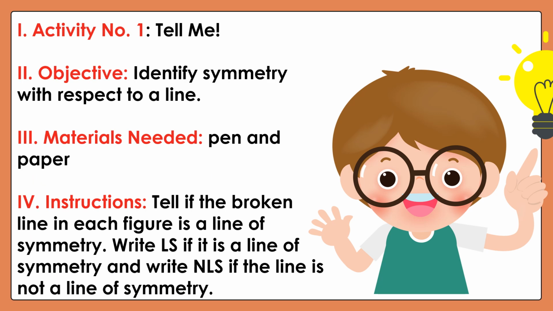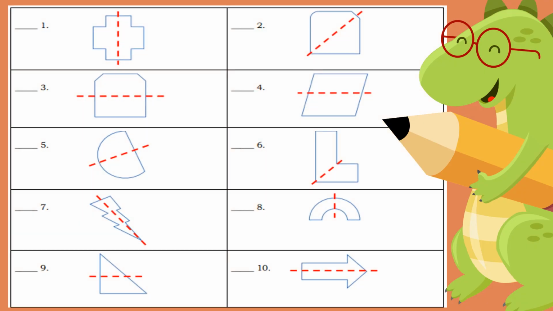Activity number 1, tell me. Objective, identify symmetry with respect to a line. Materials needed, pen and paper. Instructions, tell if the broken line in each figure is a line of symmetry. Write LS if it is a line of symmetry, and write NLS if the line is not a line of symmetry. Here's numbers 1 to 10 that you need to answer in your notebook.